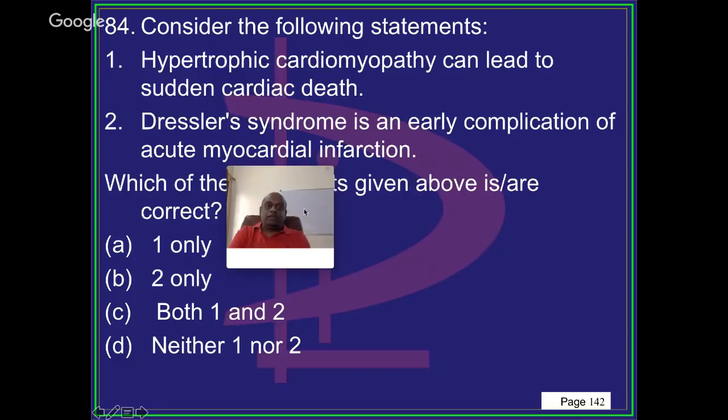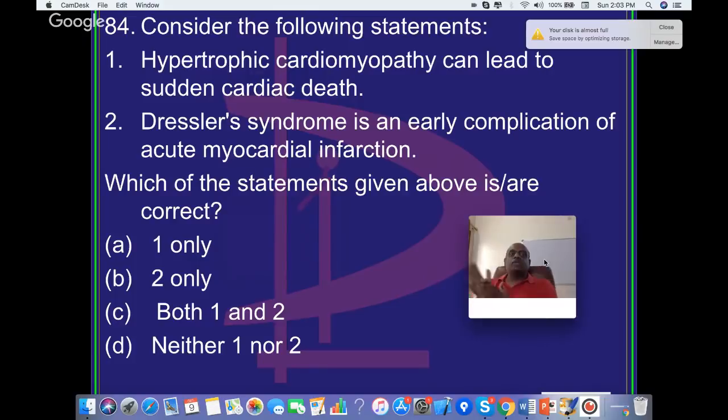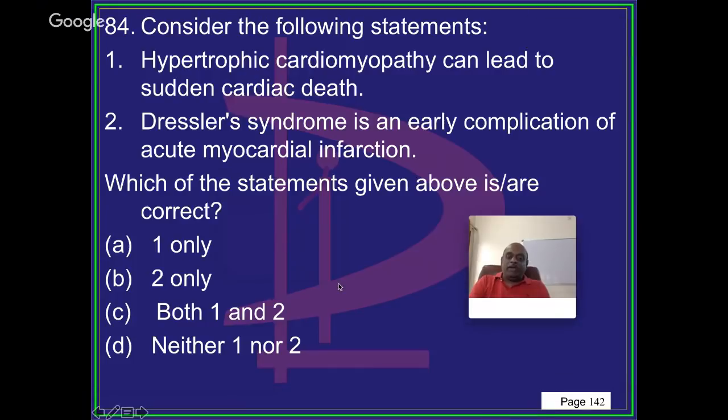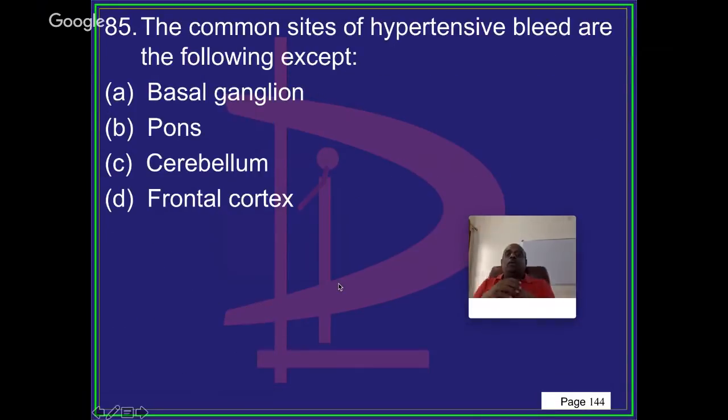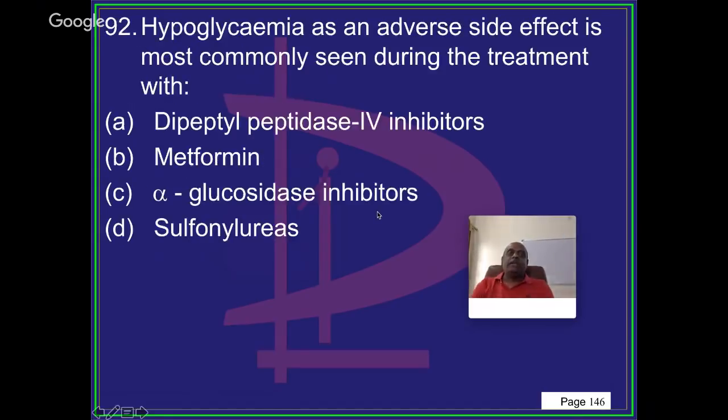Now, doctor, consider these two statements. HOCM leads to sudden cardiac death. All of you will agree. But Dressler is a late complication, not an early complication. So only one is correct. What is the commonest site of hypertensive bleed? Putamen, basal ganglia, pons, cerebellum. They are the classical locations, not the frontal cortex, is what you have to remember.